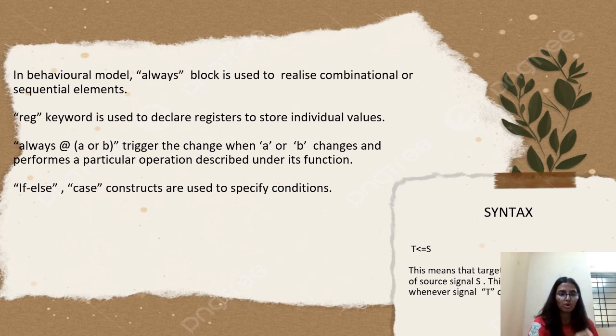The reg keyword is used to declare registers to store individual values. We use always @(A or B) to trigger on a change: when A or B changes, it performs a particular operation described under its function. So basically, the always block will run whenever A or B changes, and the output value is going to change when A or B go through any change and perform the particular operation under the given function.